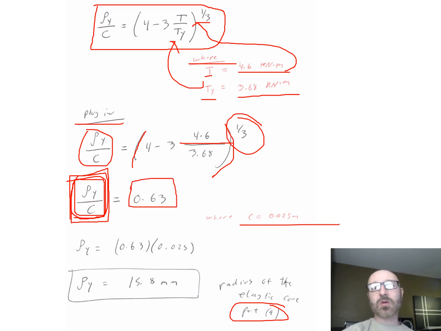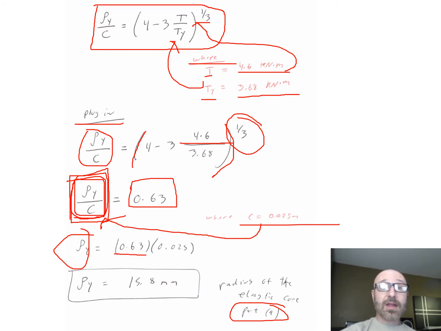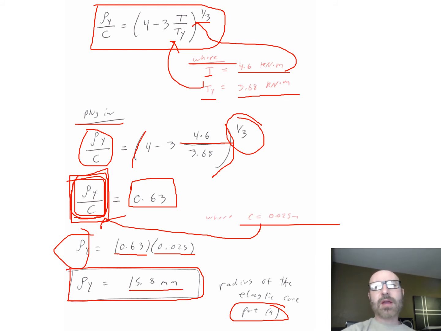But I know my C is equal to 0.025 meters, so I can plug that in for my C value. Now my rho sub Y, my radius of the elastic core, is equal to that ratio of rho sub Y over C times C of 0.025. Plug that in, and we end up with our rho sub Y. We convert back to millimeters here, and it was 15.8 millimeters. So that's part A that they asked us to solve for in this problem, our rho sub Y, our radius of the elastic core.